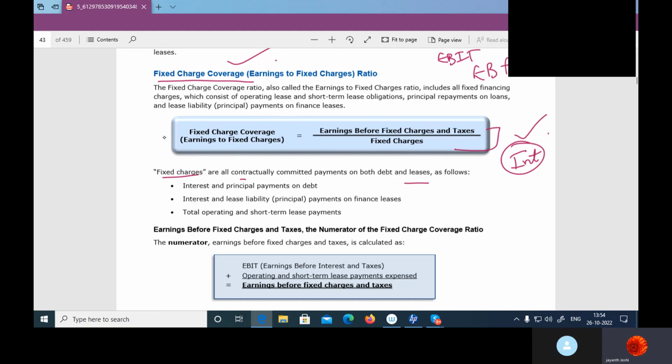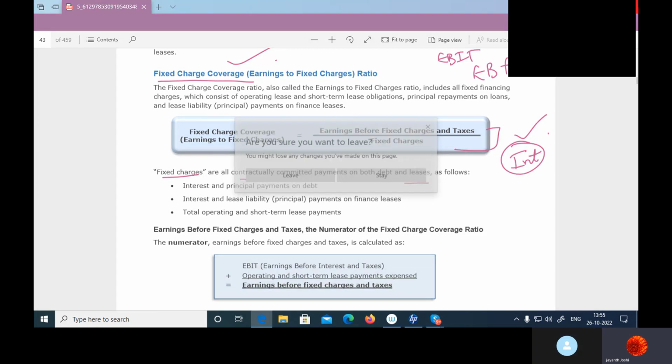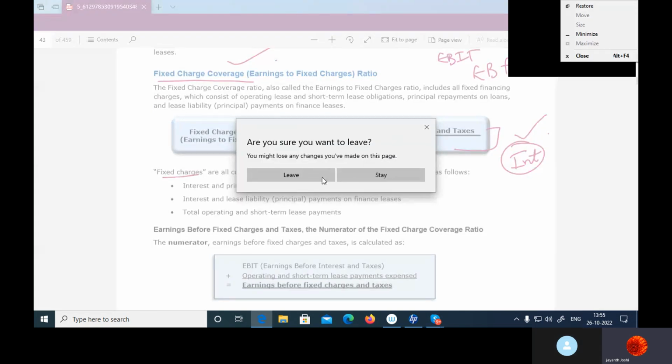Rent can be anything. Rental agreements are not agreements that bind both parties. If you don't pay the rent, they ask you to vacate. But in leasing, if you don't pay the lease payment, they still give you some time, and it's a long-term contract of 10 or 20 or 30 years.